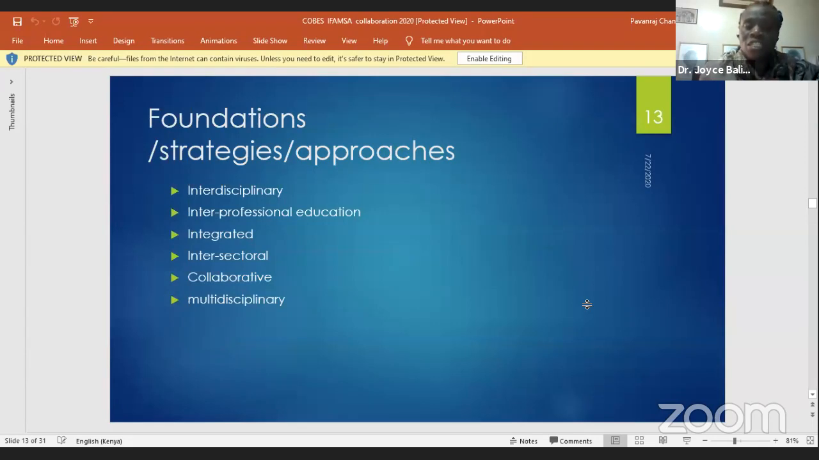And what are the foundations? As far as we are concerned, all eight programs are interdisciplinary, meaning all disciplines are involved. Interprofessional education means that no profession is superior to another when it comes to research. It's integrated. Everybody has something to add to the research agenda. All the various sectors that are involved must undertake research. And it's collaborative, in the sense that we try to put together research teams which enable collaborative research to be carried out. And of course, multidisciplinary. We have eight programs, and you'll see much later how they come together to conduct research.